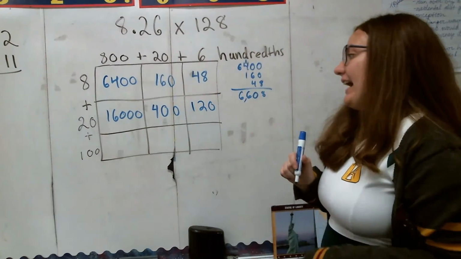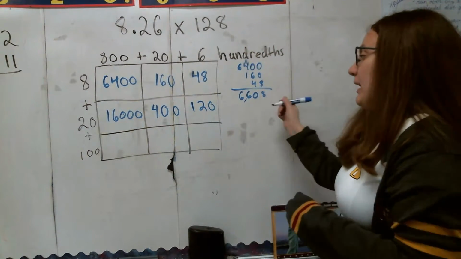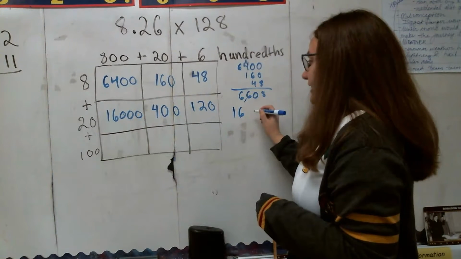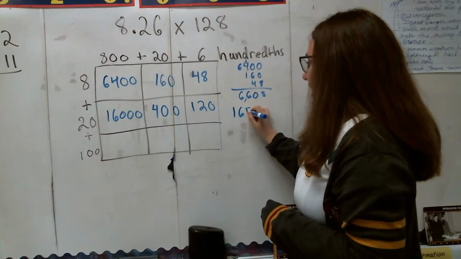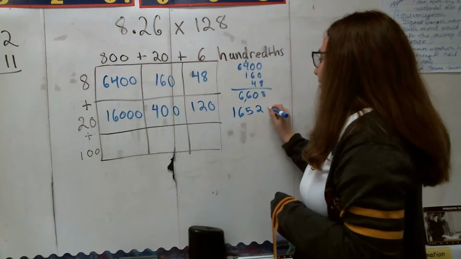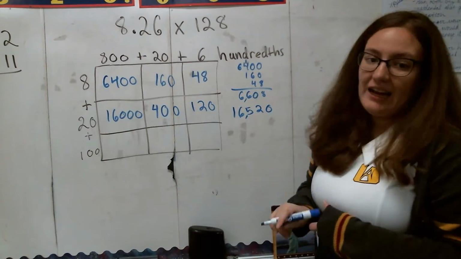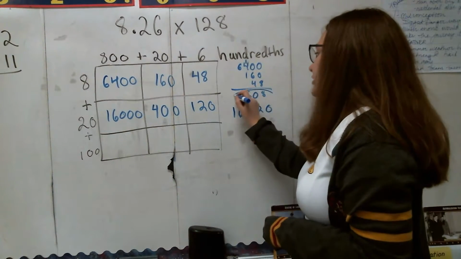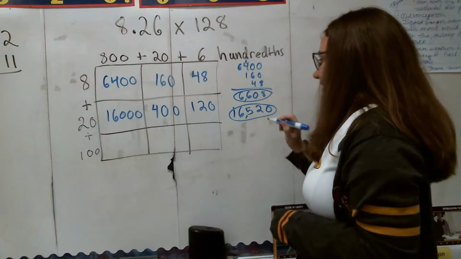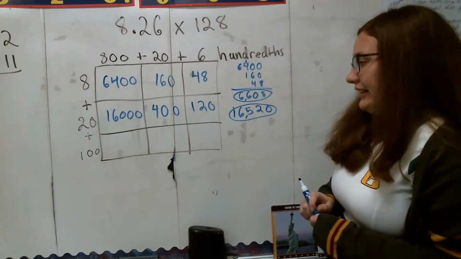And now I need to add all of this together. For this problem, I'm actually going to do this in my head. So I have 16,520 for my next partial product. So this is my first partial product, and this is my second partial product.